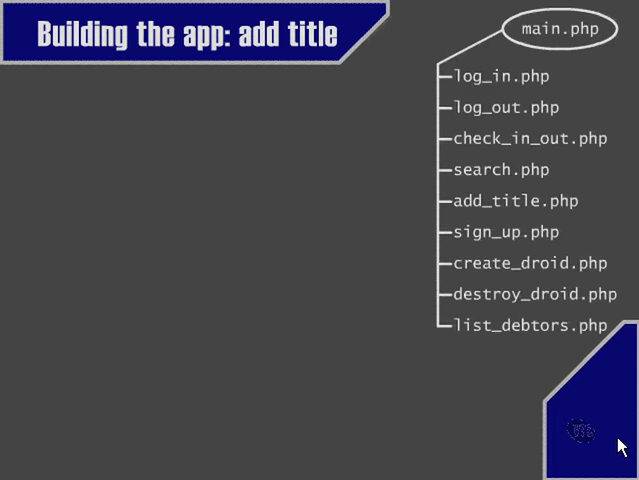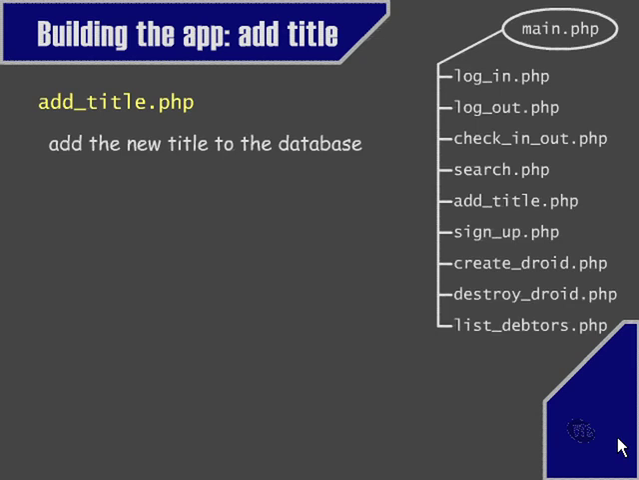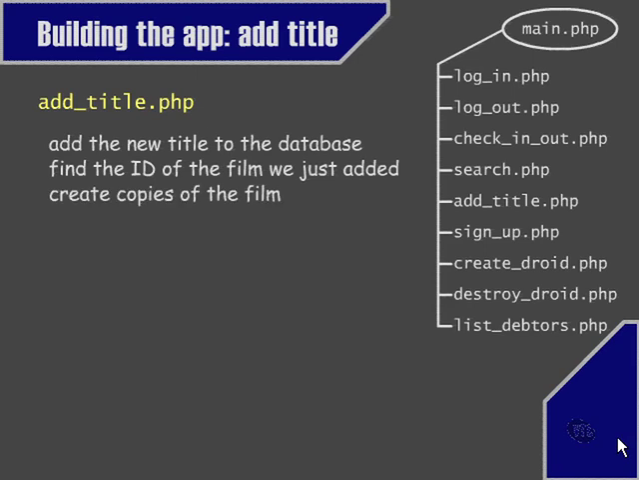The next thing we need to be able to do with our application is to add new titles to the video shop's stock. We do this using the add title script, and this performs a number of related functions. One is to add the new title to the database. Then we have to find the ID of the film we just added. The reason we need to do this is that when we add the new title, we don't include a number for the ID, we allow MySQL to set the number. So we need to run a quick search and find the ID of the film we've just added so that we can create copies of the film using the film ID to create a relationship between those two tables.